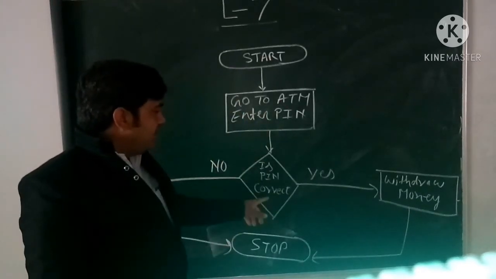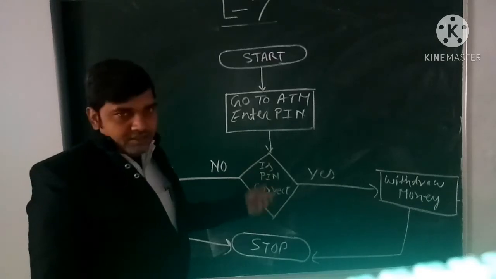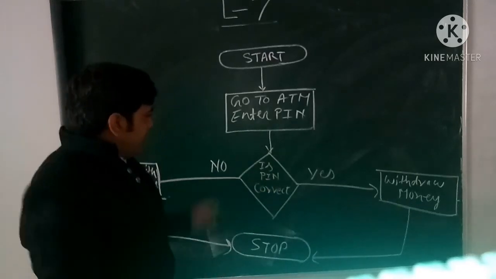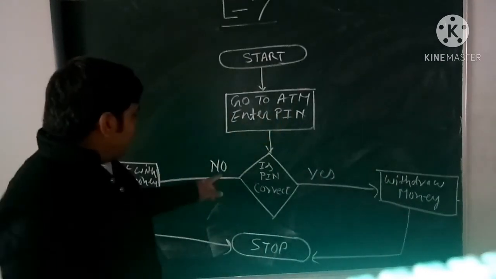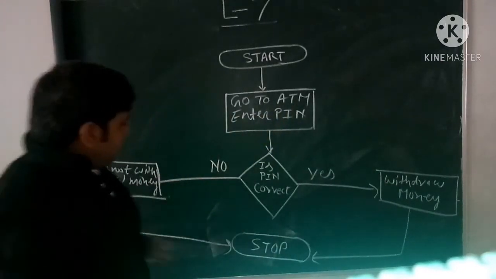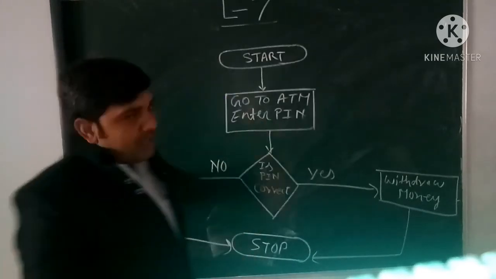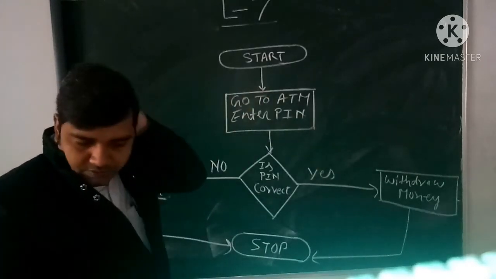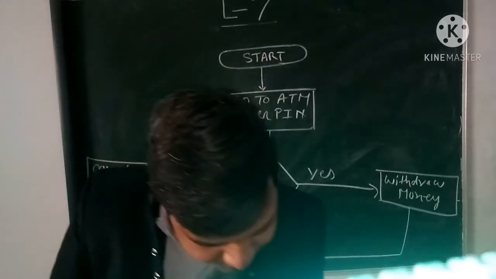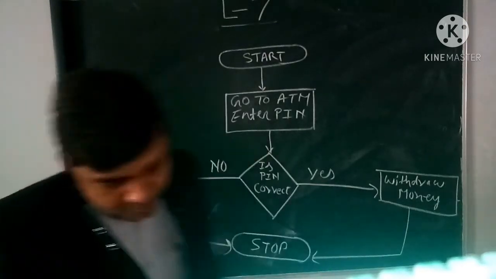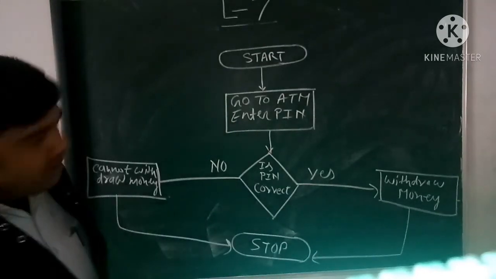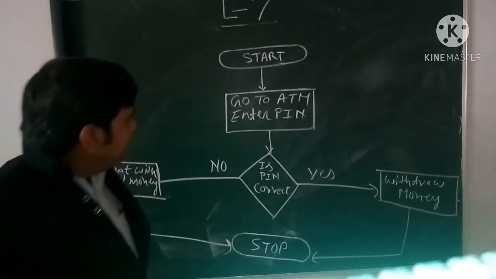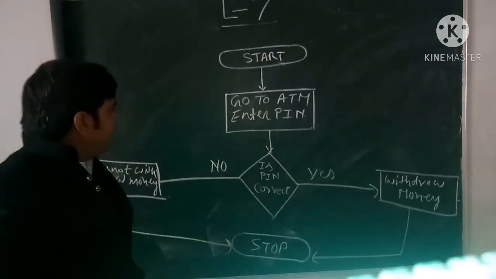Now the process is here. Check pin is correct or not. This will be checked by the ATM machine. If it is correct, it will allow you to withdraw the money. If it is not correct, it will not allow you to withdraw the money and the execution of the program will stop. Okay. So for this comparison we use the different conditional statements, and many types of conditional statements are there.